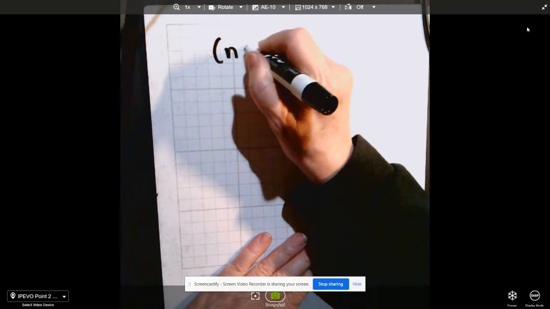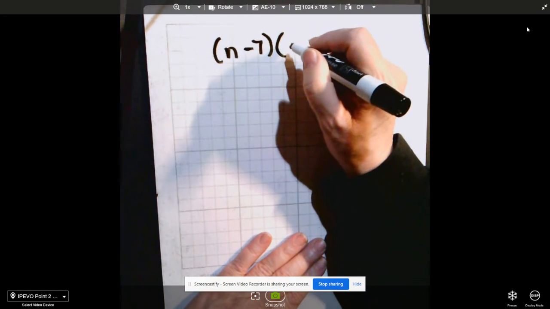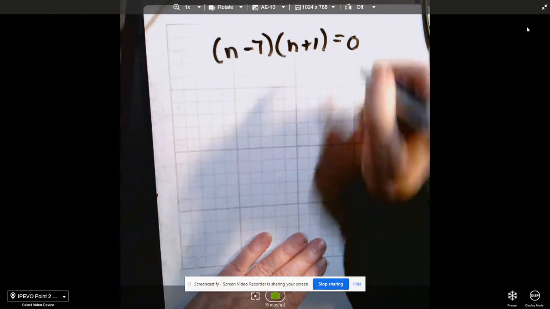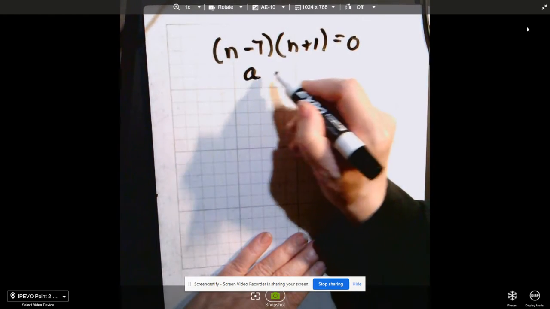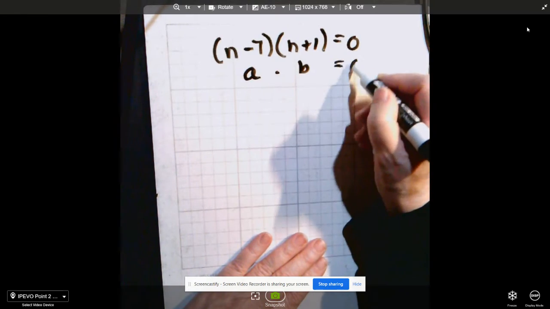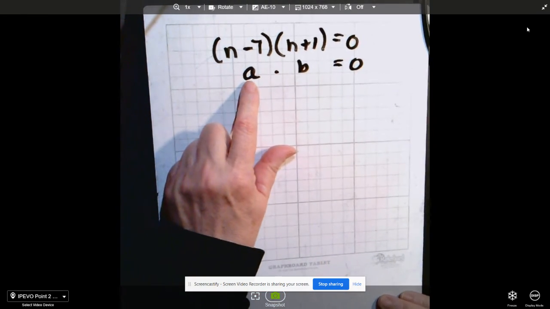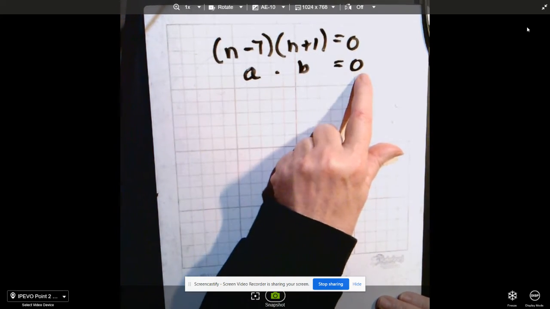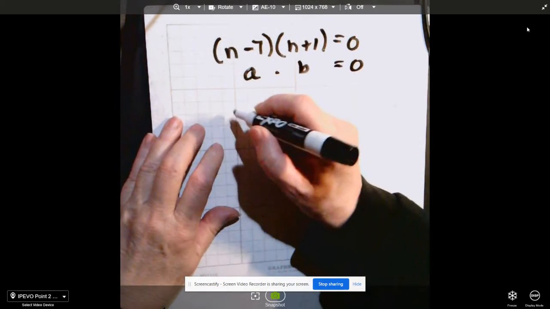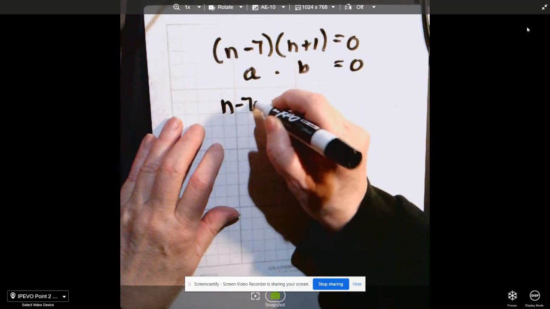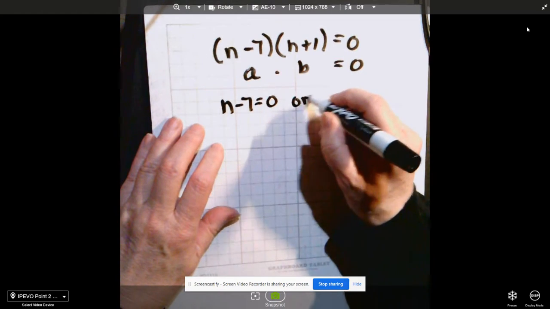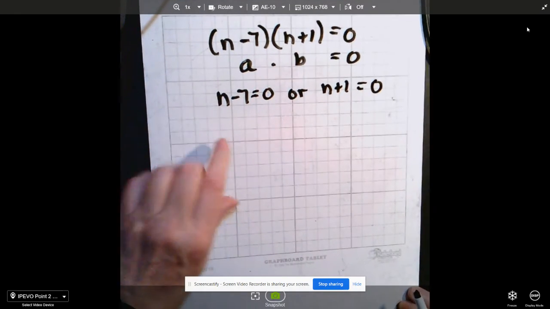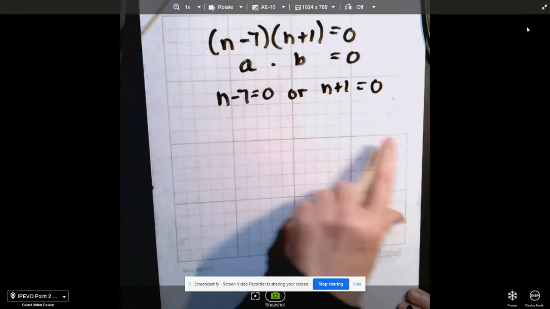The first example they give you is n minus 7 times n plus 1 equals 0. So this is sort of like saying A times B equals 0. And so we know either A has to equal 0 or B has to equal 0 in order for the product to be 0. So you can say, well, then I know that n minus 7 has to equal 0 or n plus 1 has to equal 0.